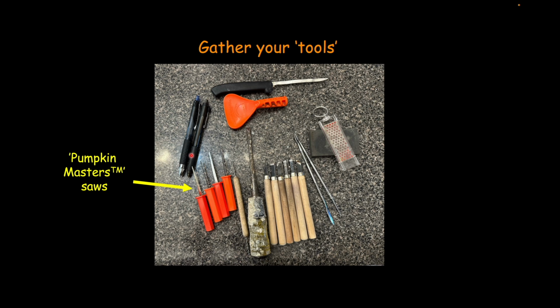You're also going to want those carving saws to remove big sections. These can come in those Pumpkin Masters kits. So if you get a couple of those Pumpkin Master kits, you've got enough saws to last a while. And these are just little tiny serrated blades that are stuck in these plastic holders, so they're actually pretty handy.